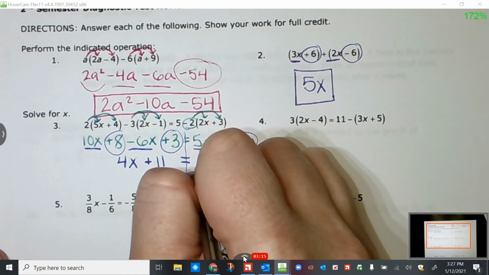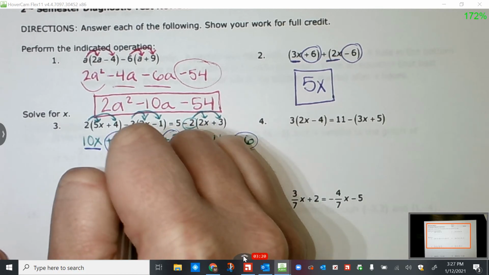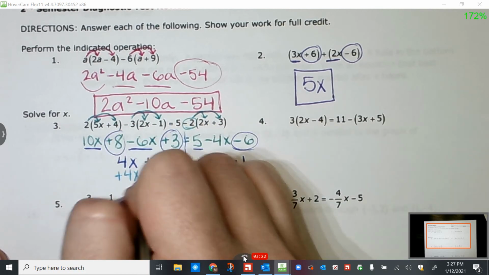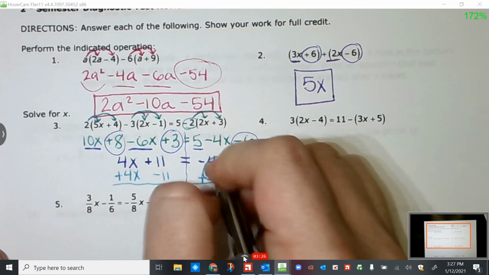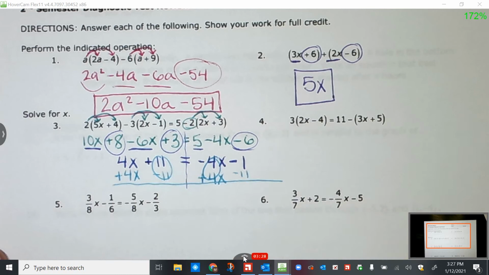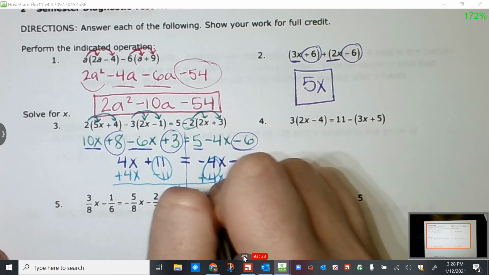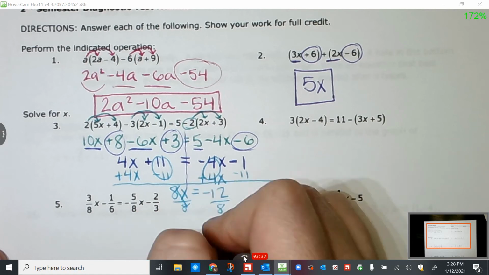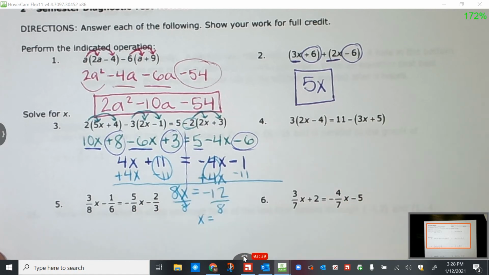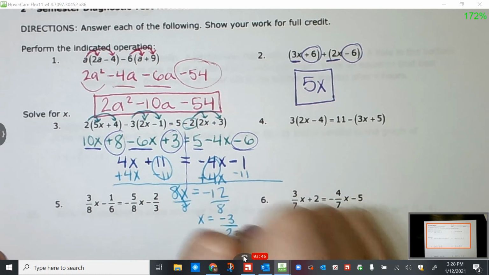So I'm going to add 4x to both sides. Or that cancels. And I'm also going to subtract 11 from both sides. And that cancels. So I end up getting 8x equals negative 12 divided by 8 divided by 8. X equals 4 goes into 12, 4 goes into 8, 4 goes into 12, negative 3 times over 2.